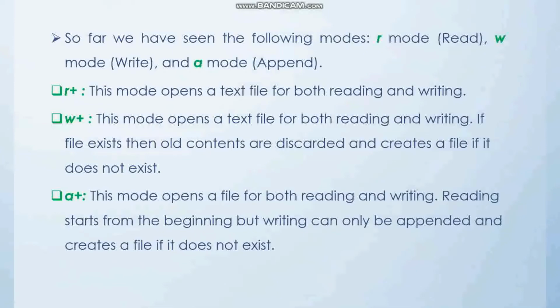R plus: this mode opens a text file for both reading and writing. W plus: this mode opens a text file for both reading and writing. If the file exists, then old contents are discarded, and it creates a file if it does not exist. A plus: this mode opens a file for both reading and writing. Reading starts from the beginning, but writing can only be appended, and it creates a file if it does not exist.